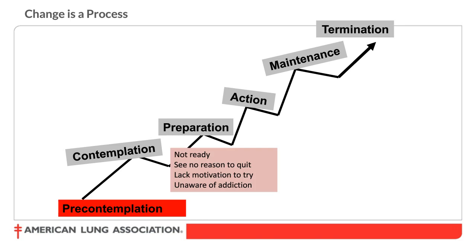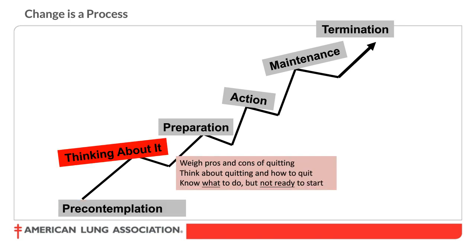In the pre-contemplation stage, the individual is not ready to quit. They see no reason to quit, and they lack motivation to try. They're also unaware of their addiction. They have no intention to quit using tobacco within the next 6 months. In the contemplation stage, individuals are thinking about quitting. They are weighing the pros and cons of quitting, and they're thinking about how to quit. They know what to do, but they are not ready to start.